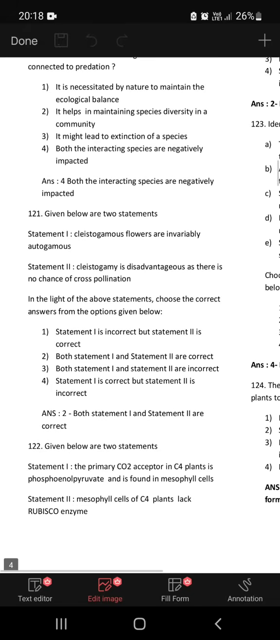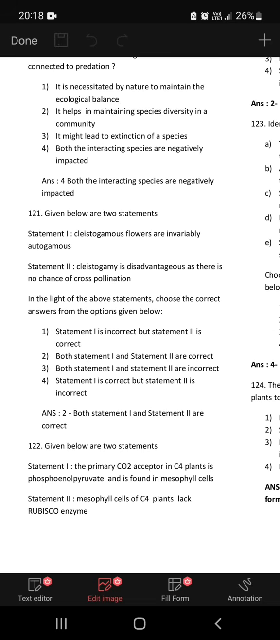The next question is a statement type of question from sexual reproduction in flowering plants. Statement 1: Cleistogamous flowers are invariably autogamous. Statement 2: Cleistogamous is disadvantageous as there is no chance of cross pollination. In light of the above statements, choose the correct answers from the options given below. Cleistogamous flowers never bloom, so both the androecium and gynoecium are close together.